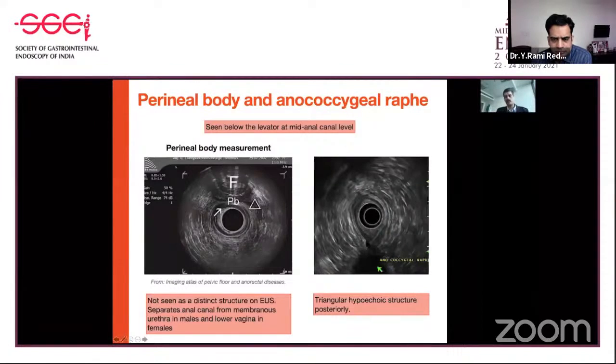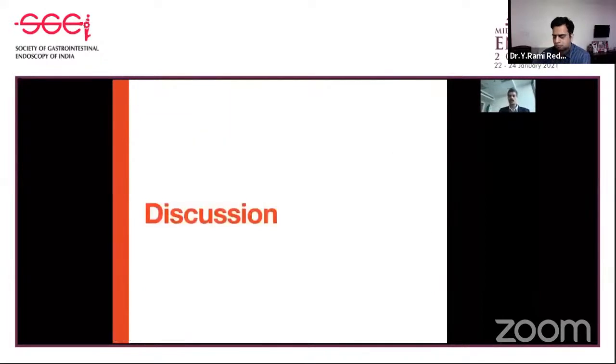That is the definition. Anococcygeal raphe is also seen in the mid-anal canal as a triangular hypoechoic structure posteriorly, and the importance is that this should not be taken as a midline posterior sphincter defect, should not be confused with it. And I think I have managed to cover most of the anorectal anatomy with US, although in a rushed fashion. I shall be happy to initiate any discussion.